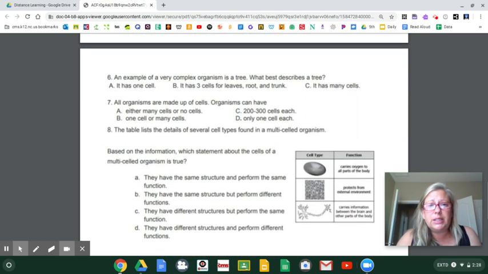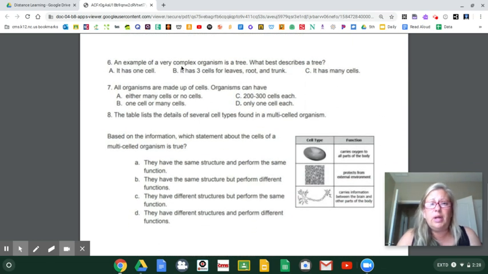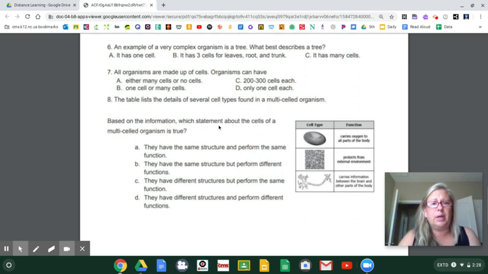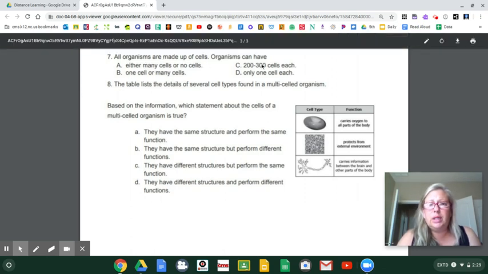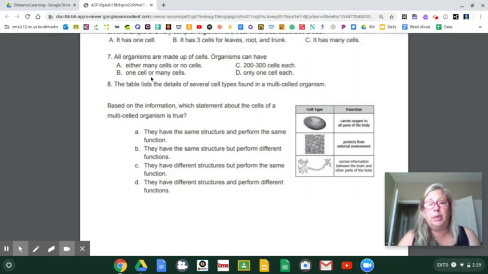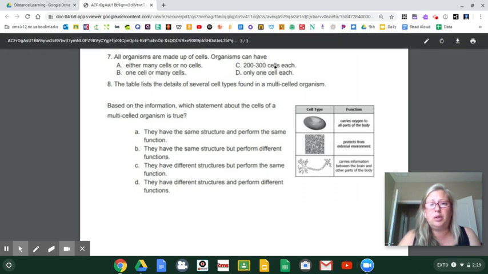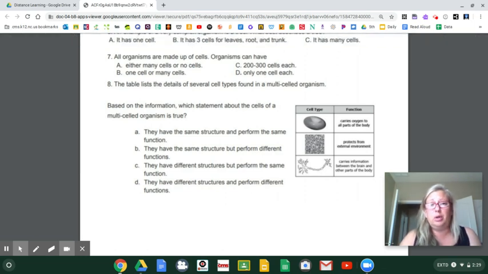All right, number 6. An example of a very complex organism is a tree. What best describes a tree? A, a tree has one cell. B, a tree has 3 cells for leaves, root, and trunk, or C, it has many cells. I know you can figure that one out. Number 7, all organisms are made up of cells. A, organisms can have either many cells or no cells. B, one cell or many cells. C, 200 to 300 cells, or D, only one cell. This sounds like a Study Island question, and I feel like you probably know this.